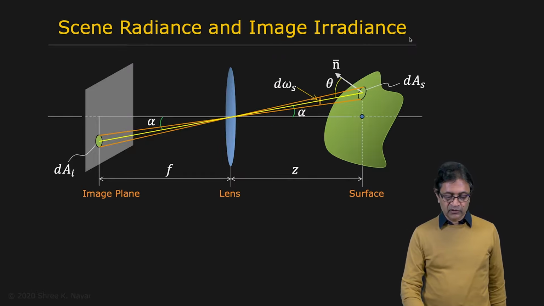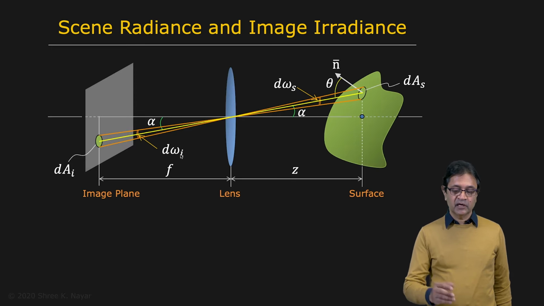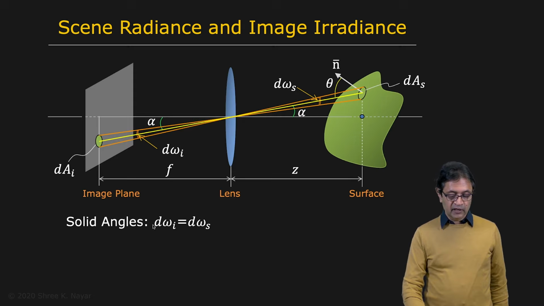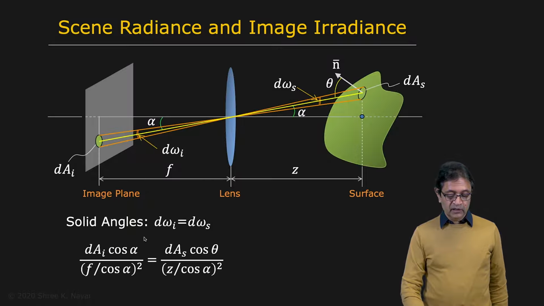So the first one relates to the solid angle subtended by the patch with respect to the lens. That solid angle is d omega s. And the solid angle subtended by the pixel with respect to the lens is d omega I. We can see from this diagram that d omega I is equal to d omega s. And we can also write the expression for each one of these. D omega I is dAI cosine alpha, that's the foreshortened area, divided by this distance squared. And what is this distance? It is f divided by cosine alpha. So f divided by cosine alpha squared.